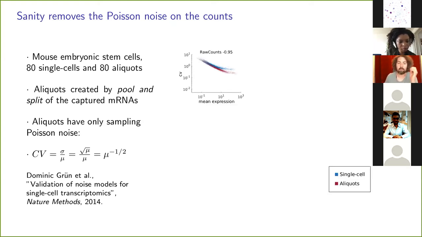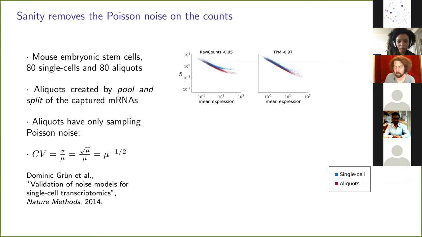So if we first look at simply the raw count without doing anything, you still see the strong dependence of the CV on the mean. Now, a common normalization for bulk RNA sequencing is the transcripts per million, which normalizes for differences in sequencing depth per sample, and per cell in that case. And as we expect, this dependence is not removed.